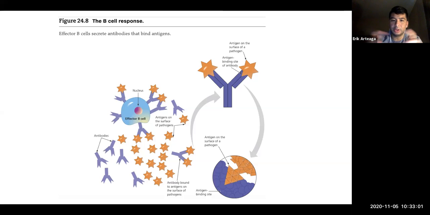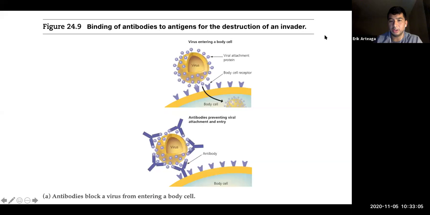Essentially like covering something with glue and preventing it from leaving or causing issues. So here's the antibody binding to a virus. This virus is trying to gain entry or access into the cell, but if the antibodies bind to that specific virus, it essentially neutralizes it.